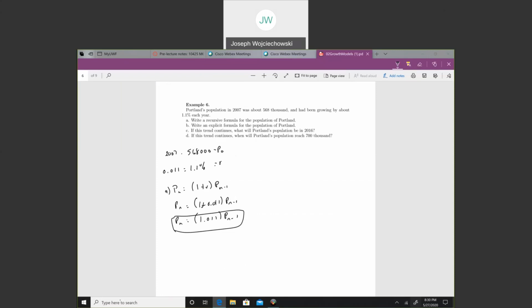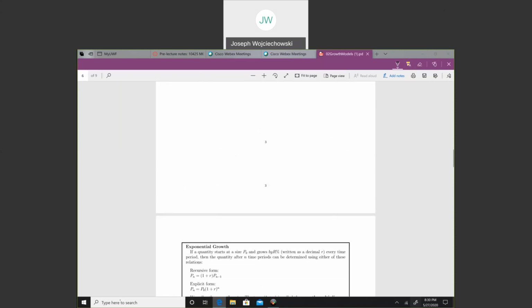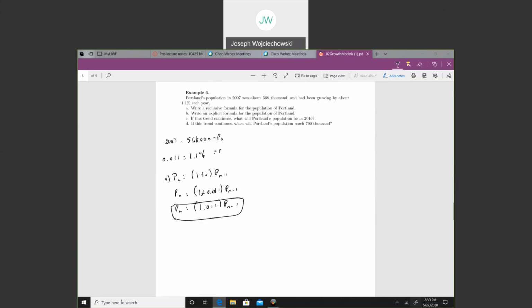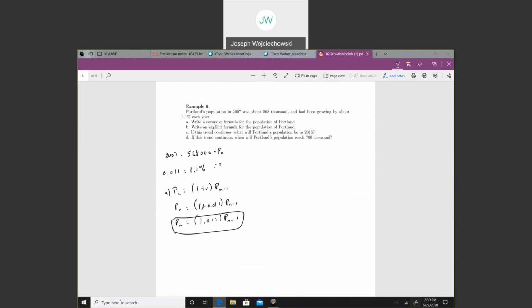Okay, so now we write an explicit formula. Go back and look at this. So for b, our explicit formula is p sub n equals p sub 0 times 1 plus r to the n. P sub n is equal to p sub 0, which is 568,000, times 1.011 to the n.